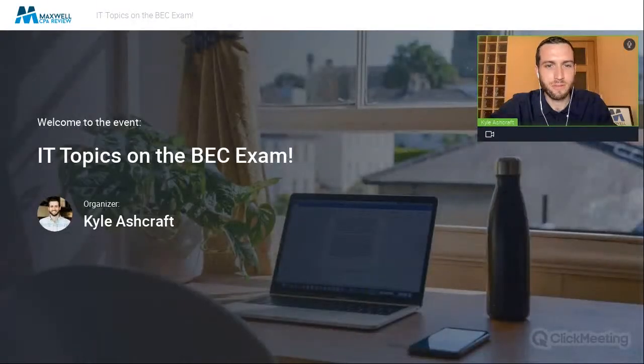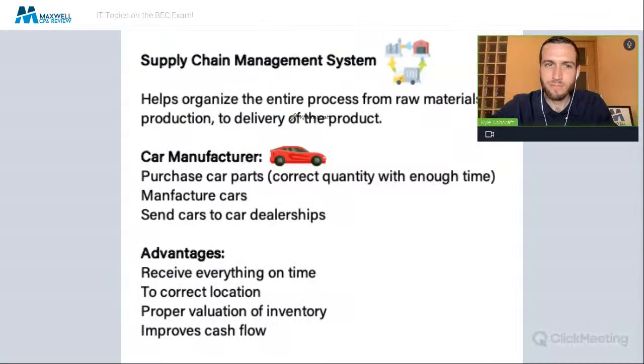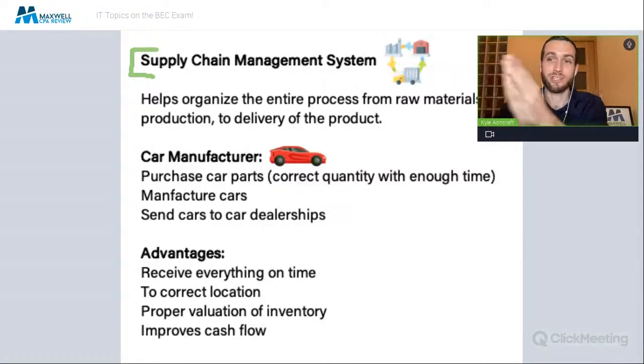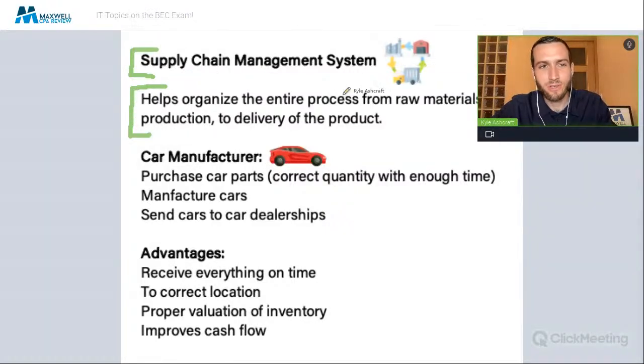All right, so with systems, let's talk about this last kind of transaction processing system, which is for a supply chain management system. So when we think about a supply chain, we need to think about everything from getting the parts for our goods to actually shipping the goods out. So it's the entire process of how we're getting all the inputs to then manufacture our cars, etc. So this supply chain management system is going to help us organize the entire process from raw materials to production to the delivery of the product.